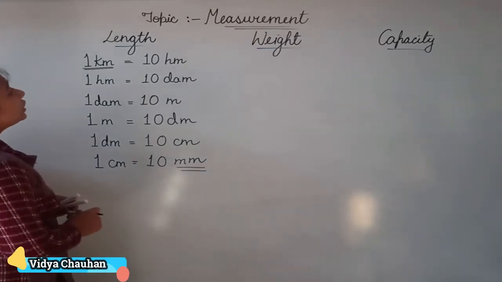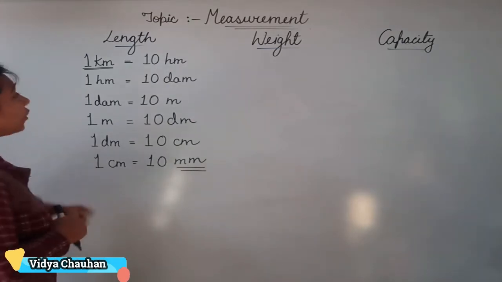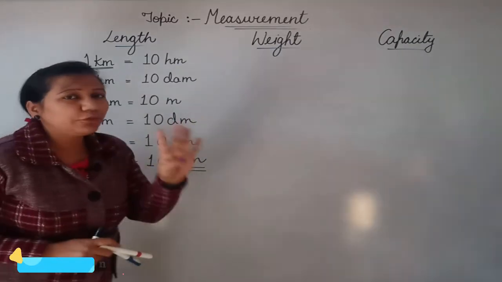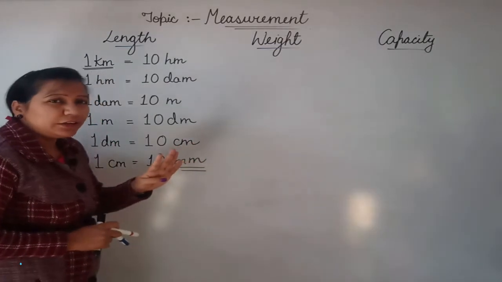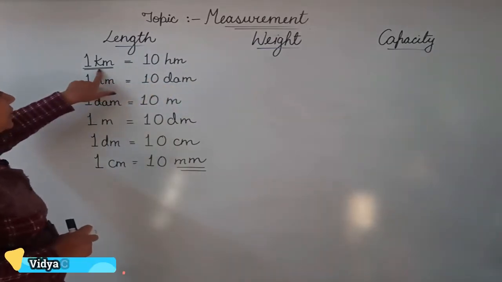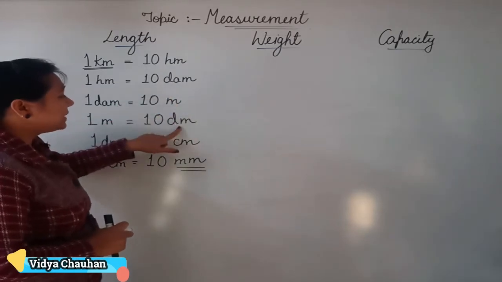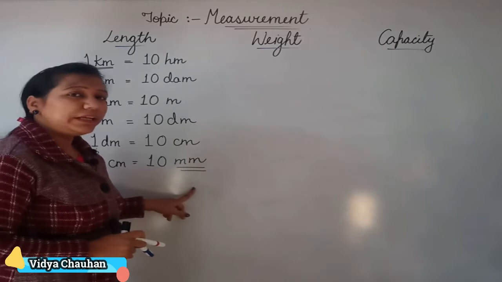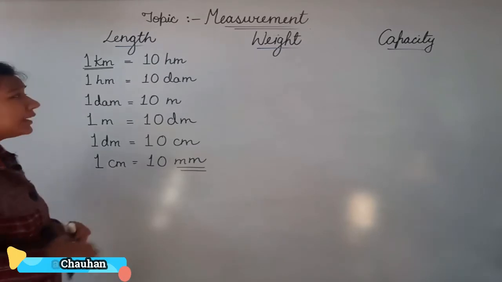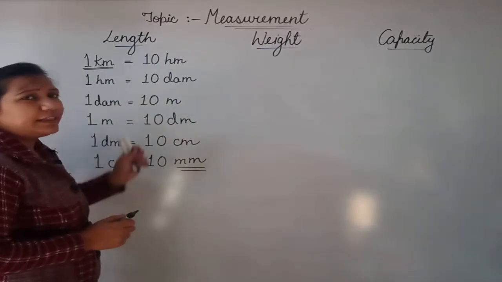Now this is our conversion table, but we do not use all these terms in our daily life. In our daily life, the measurements which we commonly use are kilometer, meter, centimeter and millimeter. These are the four common units. But apart from these four units, we have many others. The basic units are kilometer, hectometer, decameter, meter, decimeter, centimeter and millimeter. Similar to length, we have conversion units in weight and capacity also in the same way.